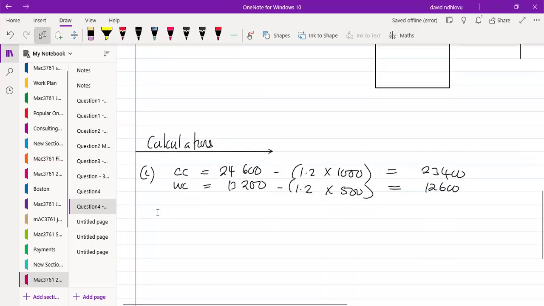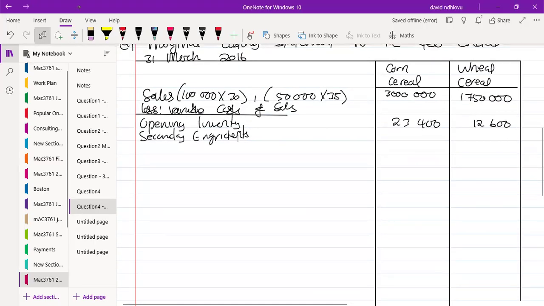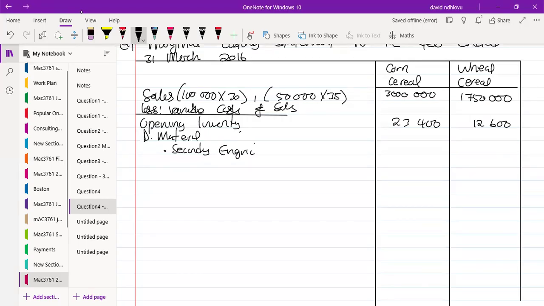That's your direct material. If you want to be expressive, you can also just say direct material, and then you can say secondary ingredients. Either way, you are still correct. And then we calculate these on the side.